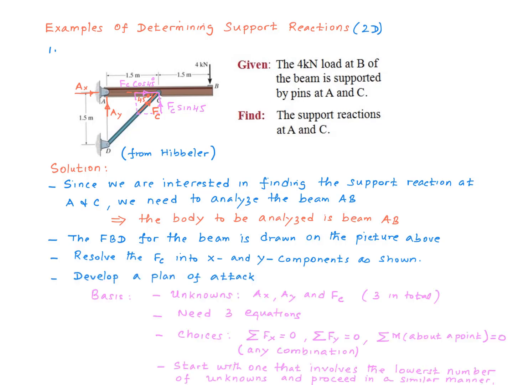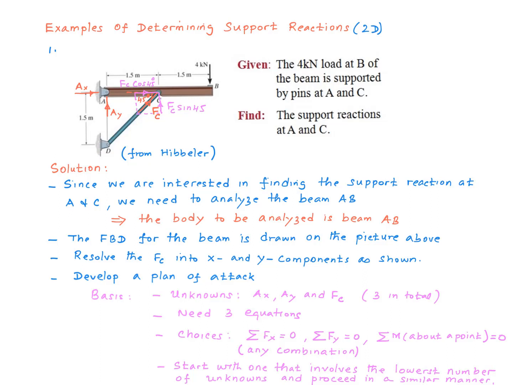As part of that, we first list the unknowns of the problem. So in this problem, the unknowns are AX, AY, and FC, and therefore we have a total of 3 unknowns. To solve this problem, we need 3 equations. Our choices for coming up with the equations are a suitable combination of these equations: a force equation in the x direction, a force equation in the y direction, and a moment equation about a point.